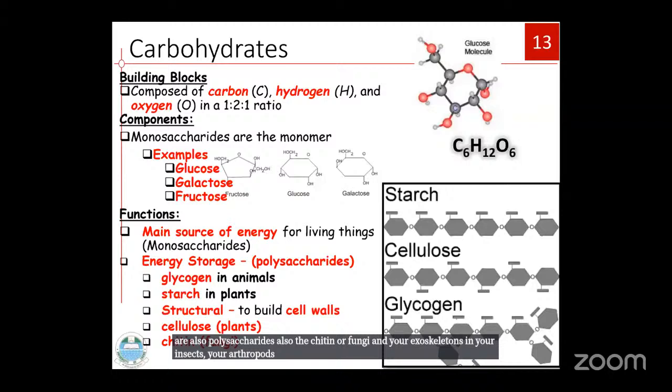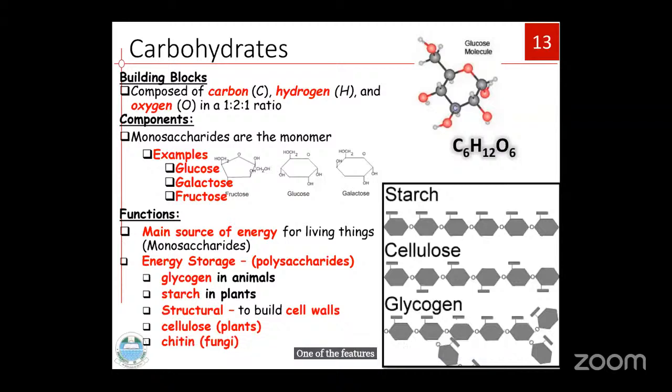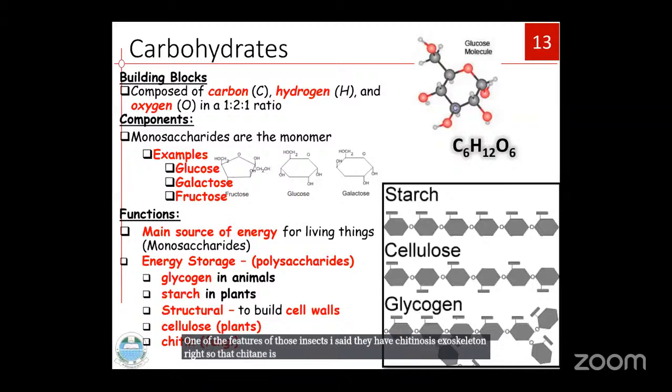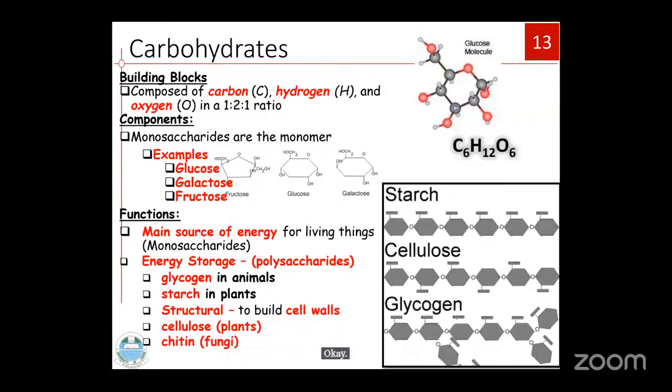They have exoskeletons, and these exoskeletons are made up of chitin. So one of the features of those insects, I said, is a chitinous exoskeleton, right? That chitin is a polysaccharide. It's a carbohydrate, and it's a polysaccharide. I said here that the building blocks of carbohydrates are carbon, hydrogen, and oxygen in the ratio 1:1.